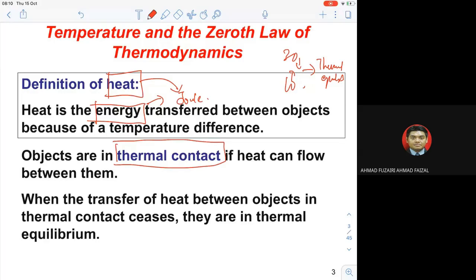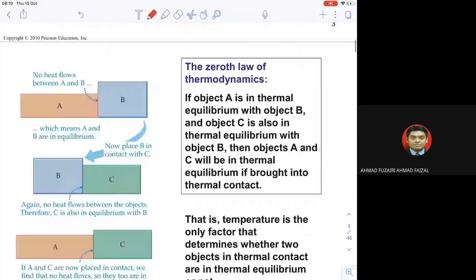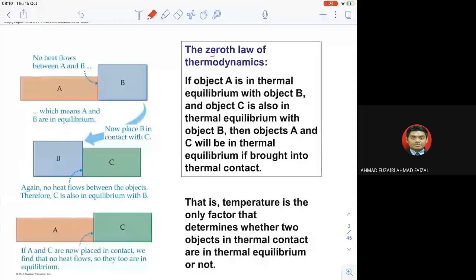Look at how they present heat and thermal contact. Heat, thermal contact, and thermal equilibrium are the keywords for the zeroth law of thermodynamics. As I said to you, these are the keywords for the zeroth law. Zeroth law, the law without a number. The zeroth law of thermodynamics.